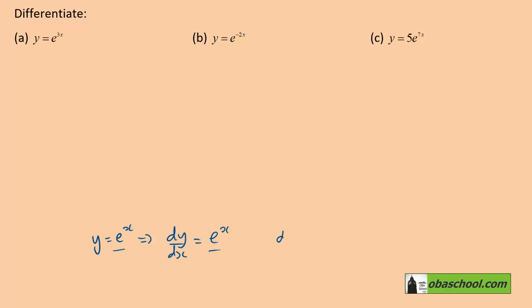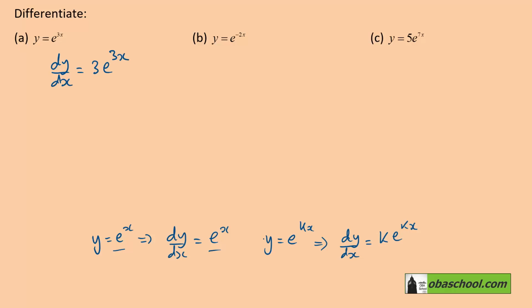We also discussed that when y is equal to e to the kx, where k is a constant, dy/dx would be ke to the kx. And I mentioned that this is something called the chain rule, which you'll learn later on. So for e to the 3x, dy/dx is just going to be 3e to the 3x.